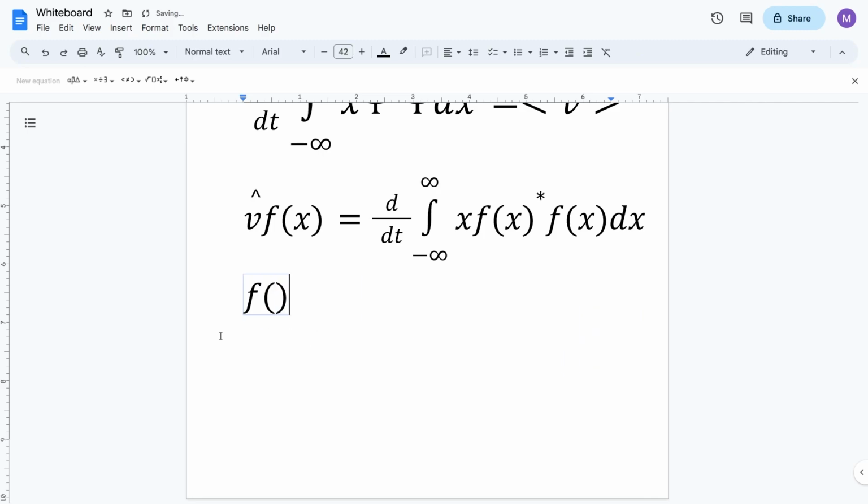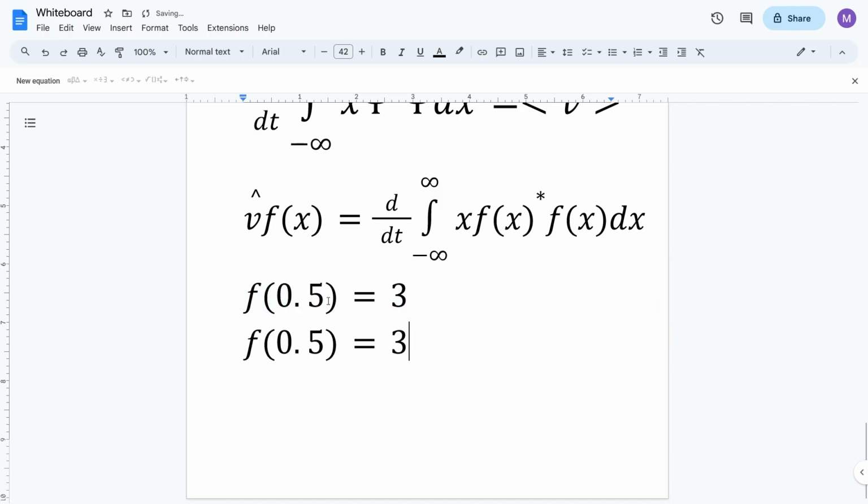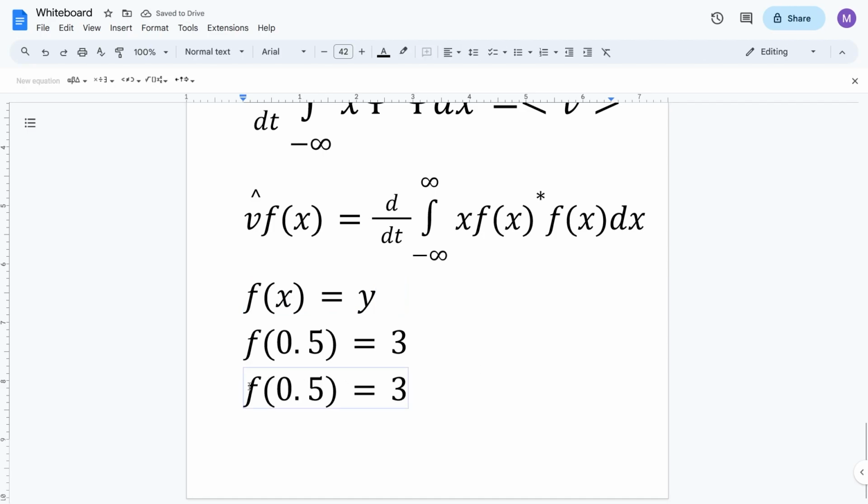So for example, f of x will take value x and return value y. Takes an x, returns y. So for example, it can take in 0.5 and it can return a 3. There we go. That's what functions do. When it comes to operators, we have inputs x, outputs y. When it comes to operators, they work on functions.